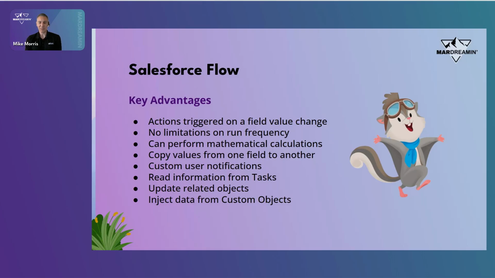We've all seen notifications from Account Engagement before, and if you know what you're looking for, they're great, but sometimes sales teams are kind of confused by them. So with Flow, you can really customize that. You can also update information on related objects and inject data into custom objects as well. So it gives you a lot more flexibility on the Flow side.